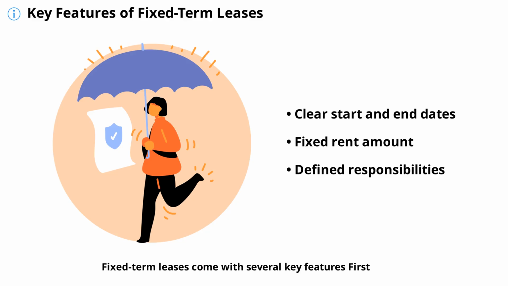Fixed-term leases come with several key features. First, the start and end dates are clearly specified, so both parties know exactly how long the lease will last. Second, the rent amount is usually fixed for the entire term, which means tenants don't have to worry about sudden increases. Third, the responsibilities of both the tenant and landlord are outlined in detail, covering things like maintenance, repairs, and payment schedules. These features help create a sense of security and clarity for everyone involved.